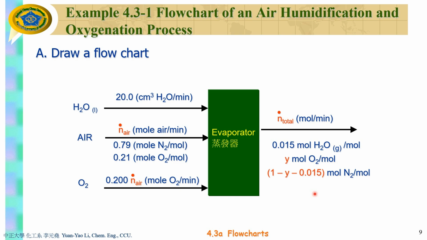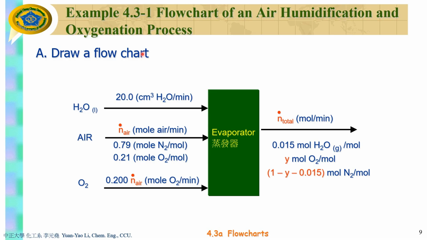And this is a non-reactive process, right? This is an evaporator. It doesn't involve any chemical reaction. So you can remove the terms of consumption and also the terms of generation in the general balance equation. And this is a steady state process because this is a continuous process, and a continuous process represents steady state. So you can remove the terms of accumulation. As a result, the general balance equation can be simplified as input equal to output.